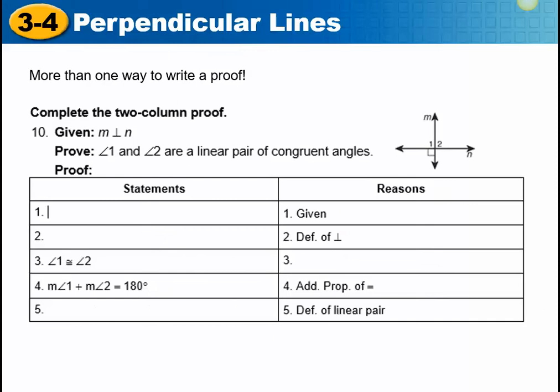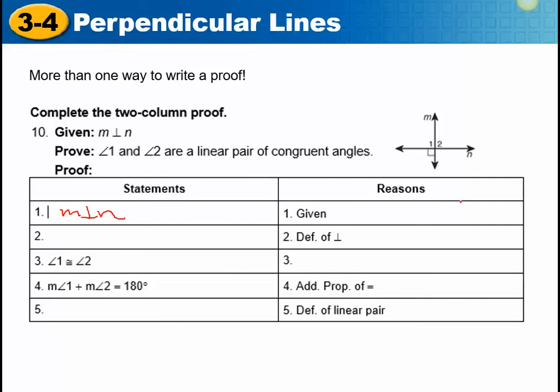Okay, there's more than one way to write a proof. I want to look at this example, which will be on your homework. What have we got here? We've got that M is perpendicular to N. That's our given. So of course we will start out by writing M is perpendicular to N. And we want to prove that angle 1 and angle 2 are a linear pair of congruent angles. So how are we going to do that?